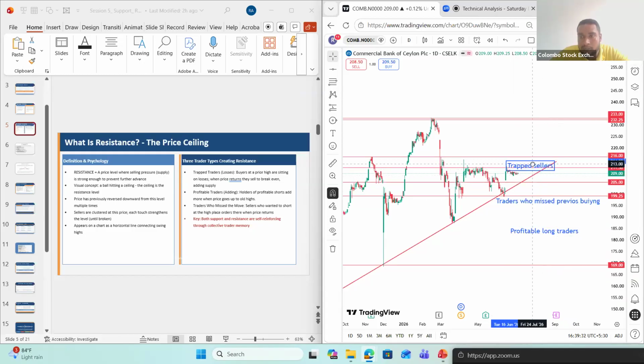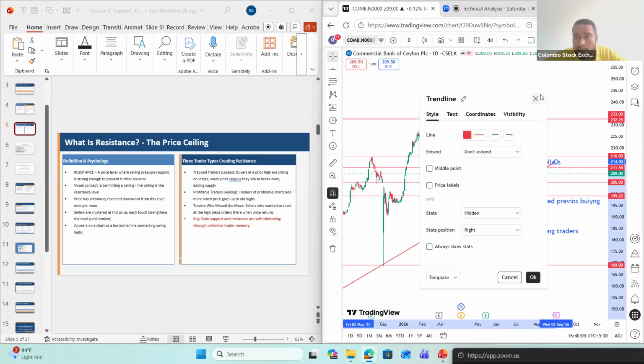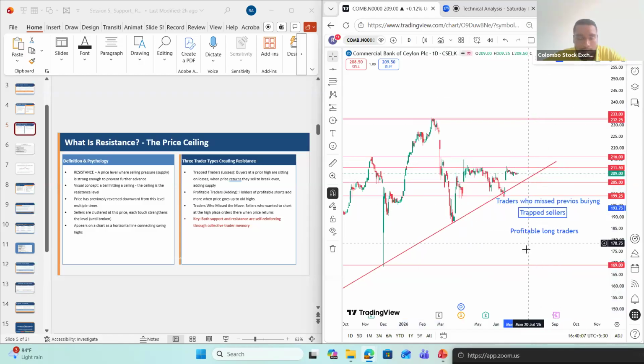So here the trapped ones are the traders who bought the stock at this level. When the price is going down, they are in massive losses. But the price is here now, at about 208. When the price is making another move to the upside, they are scared that the price could go down further, so they try to exit their position. Sorry, here in the resistance line it's called a trapped buyer.